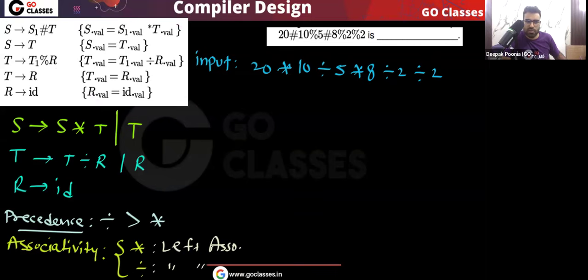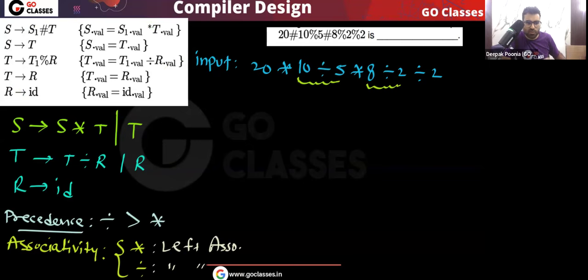Okay, so now let's solve. This input is given to us, and we already know that the precedence of division is more than multiplication. So first we will do the division. Yes or no? Before multiplication, this division will be done. You can see these two divisions are side by side, so here associativity will come into the picture. Division is left associative, meaning in these two divisions, we will perform this one first, because division is left associative. According to this given grammar, division is left associative, multiplication is left associative.